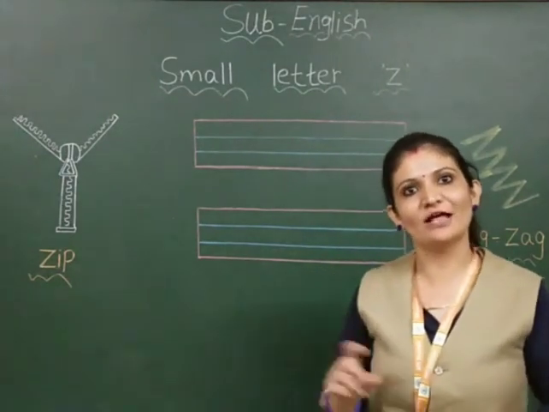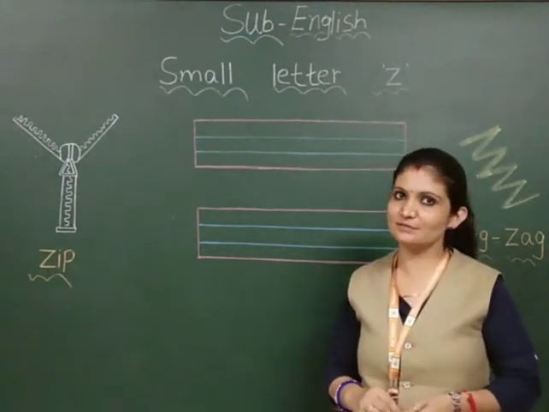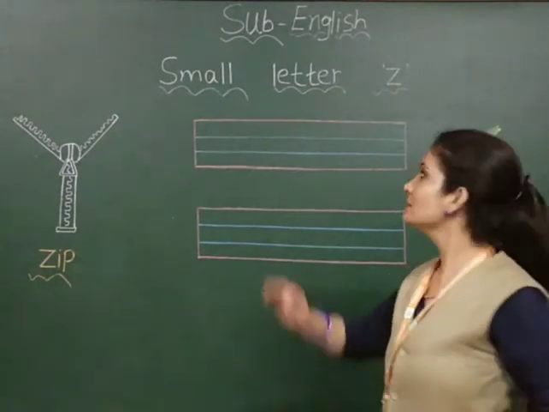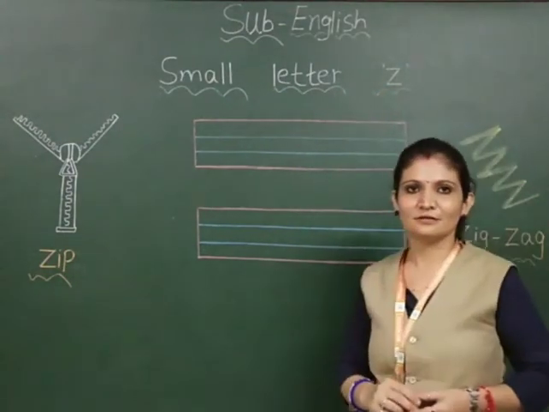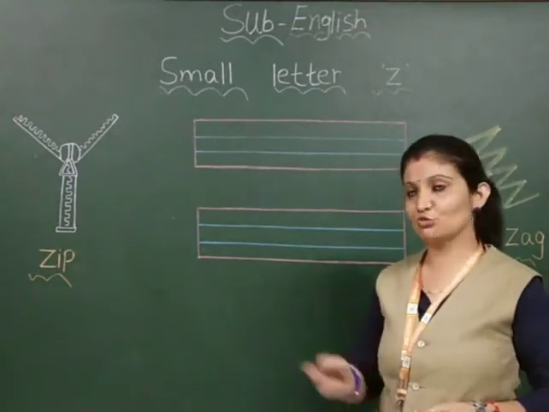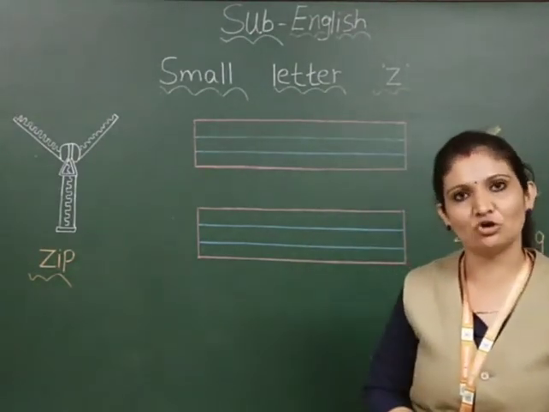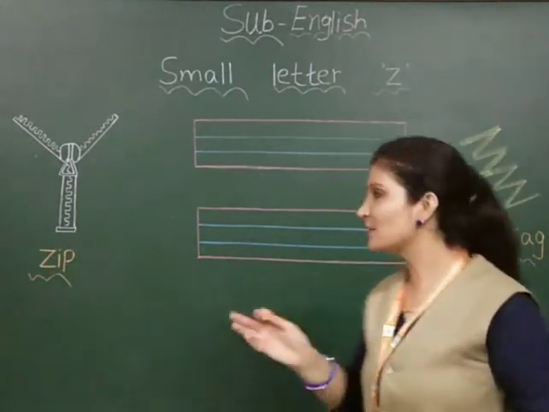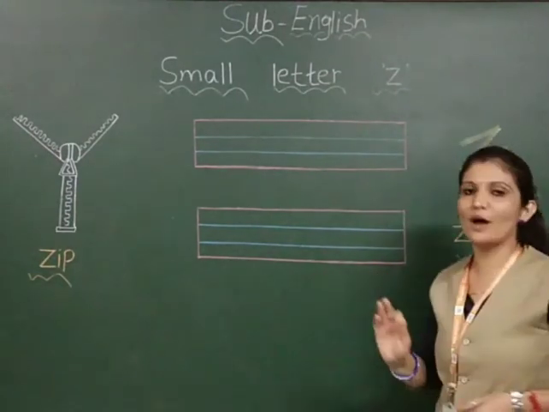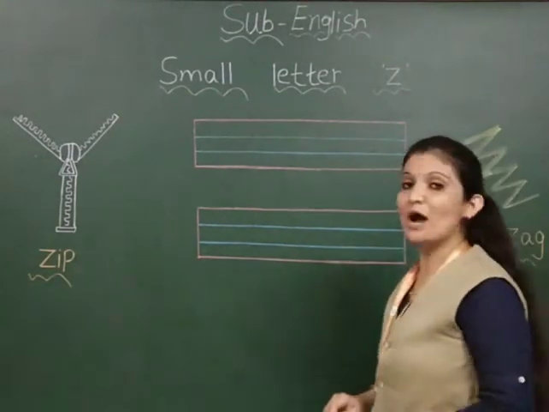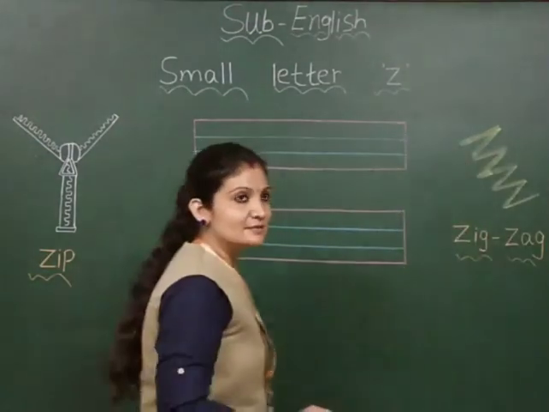Last letter of alphabets. What is that letter? Yes, that is small letter Z. Today I am going to teach you small letter Z. Z is the last letter of alphabets. In previous video we did Y, small letter Y. Today I will teach you how to write small letter Z.